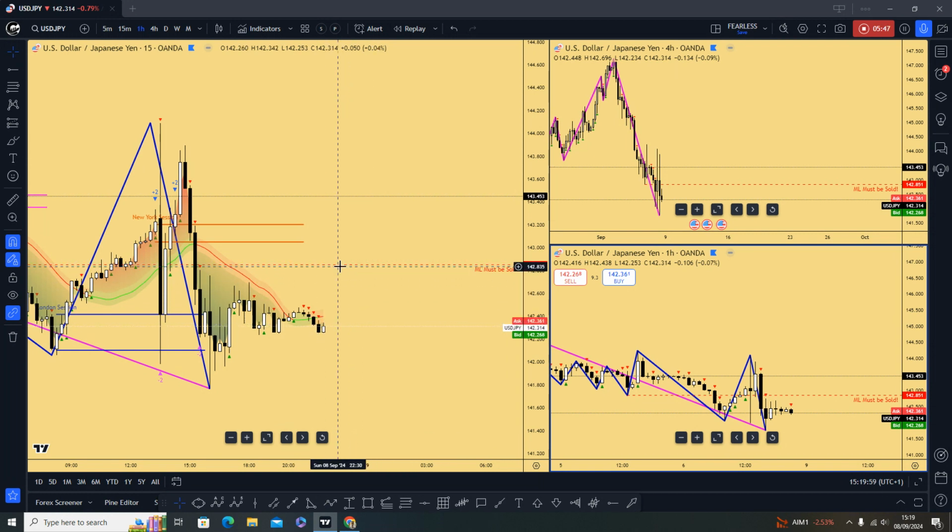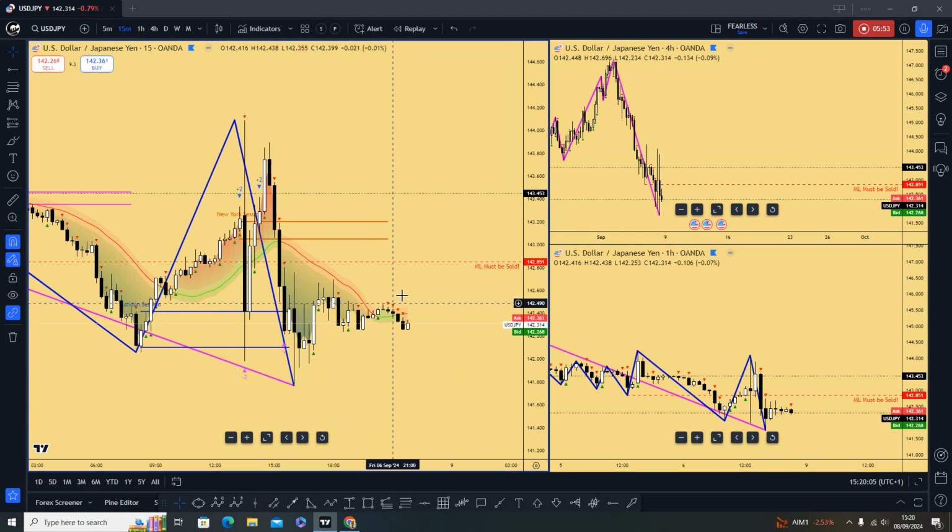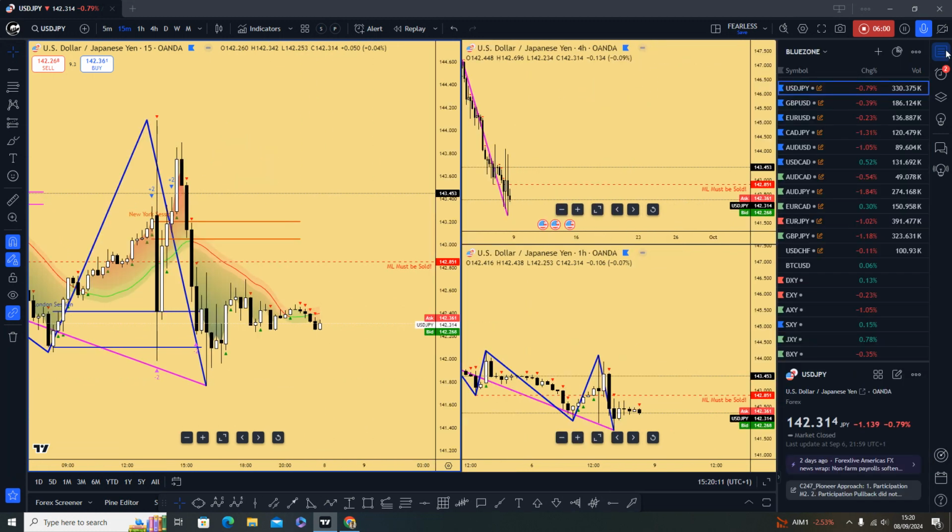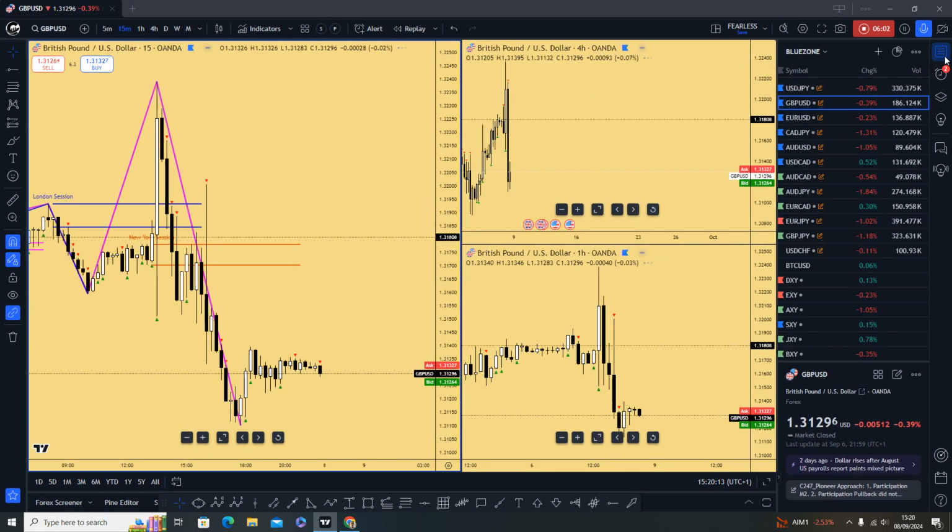They might come and test the momentum low here before they sell. But for those who know how to count the wave for the corrective waves and sell into the direction of the major trend. Okay, so that is the dollar yen. Let's jump into the pound US dollar quickly.